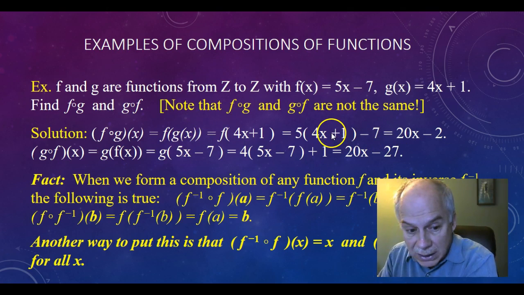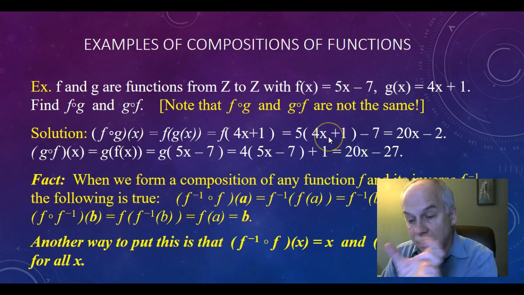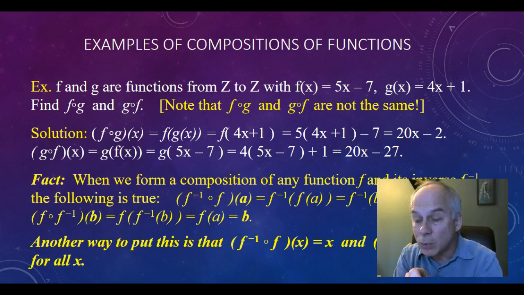Now, do you see that where I have these parentheses, 4x plus 1, used to be where the x was in the f function? The f function said 5 times x minus 7. So in place of the x, I took out the x, put in parentheses, and stuck in the g function. So 5 times 4x plus 1, that's the g function, and then minus 7. So you're taking one function and putting it into the other function where the x was in that outer function.